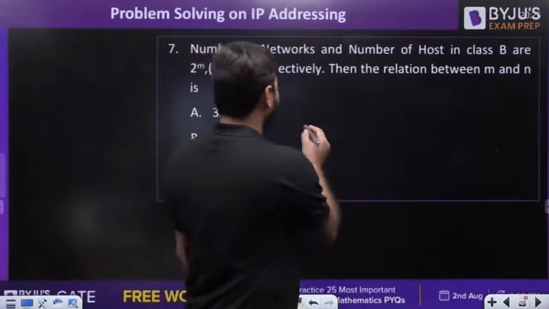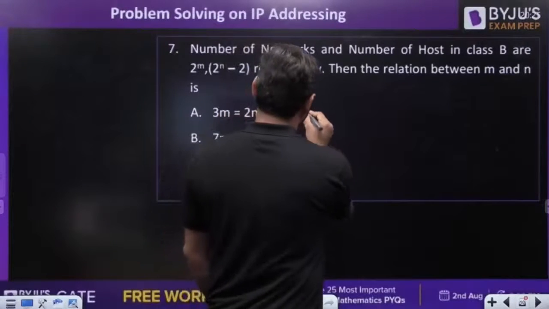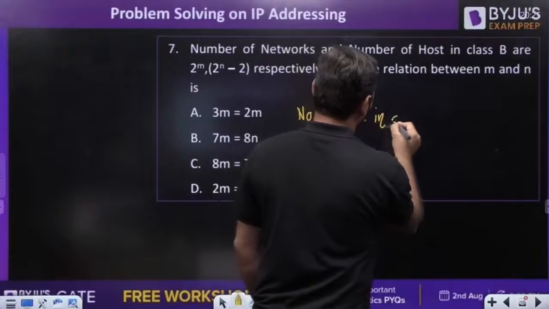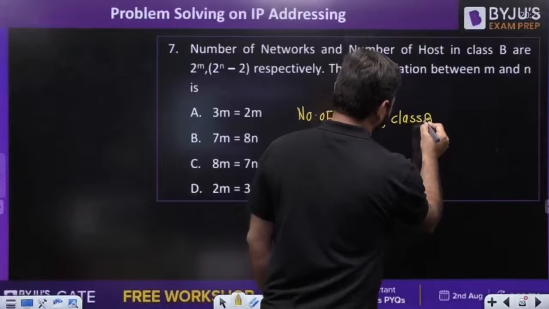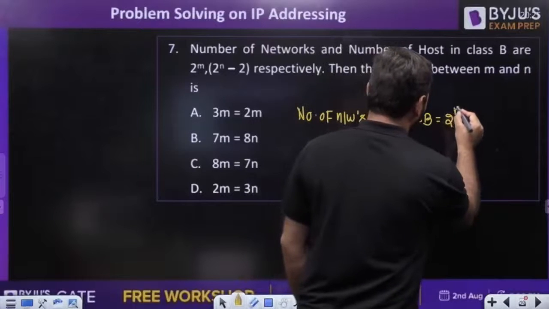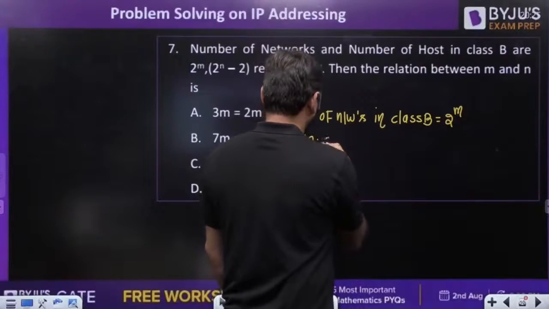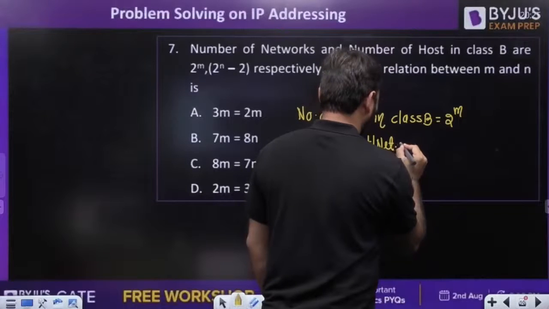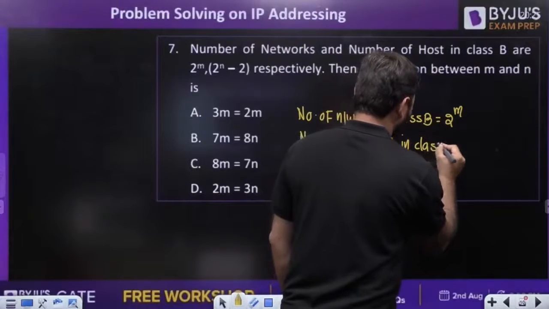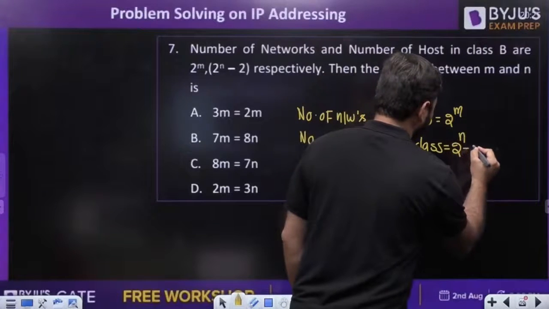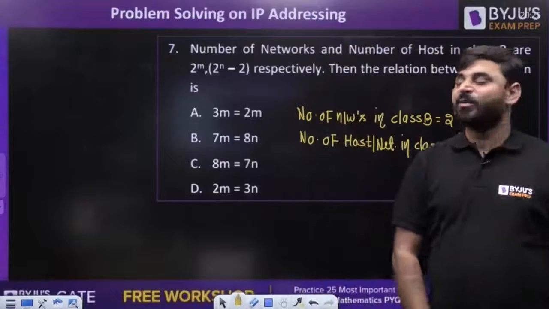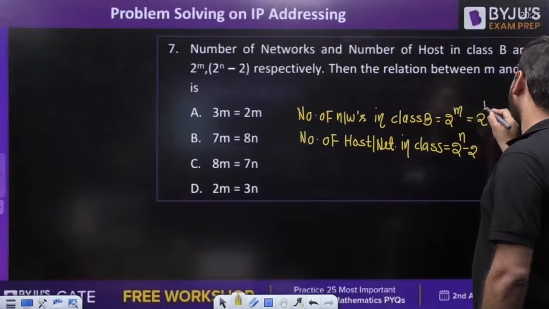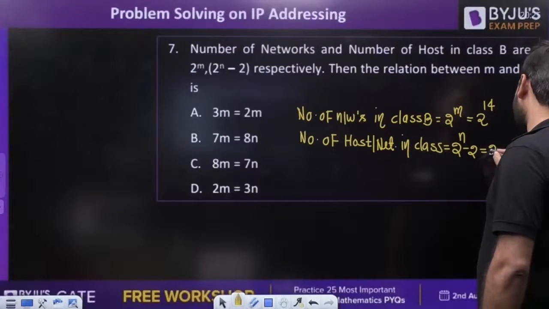Class B, they are asking, my dear friends, class B. So we know that the number of networks in class B is 2 power m. Number of hosts per network in class B is equal to 2 power n minus 2. In reality, how many networks in class B? 2 power 14. And the number of hosts per network is 2 power 16 minus 2.